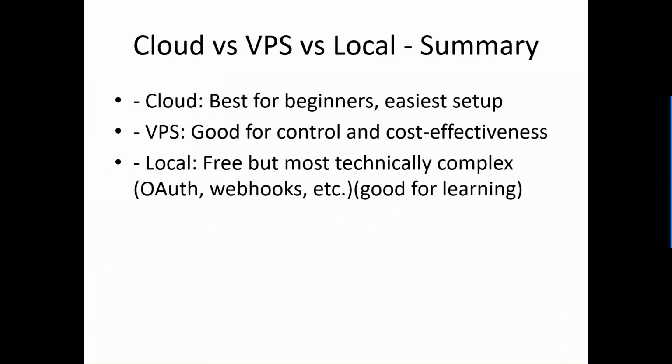Now let's see a summary. Cloud is best for beginners: you just sign up and start using it. It's the easiest to set up. VPS is good for control and cost effectiveness. Cloud is a little bit costlier. It only gives a trial version, but after the trial you have to pay too much. VPS is cost effective. At the start you have to pay, but in the long run it will be very cost effective. And local is totally free.